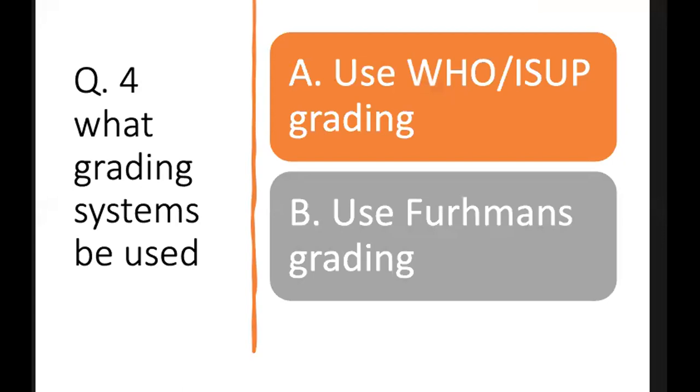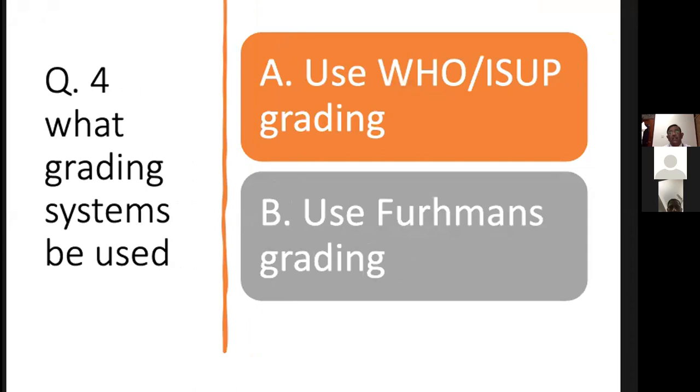The next question is that grading is important, and there are two grading systems. One is the Fuhrman grading, and the other one is the new WHO International Society of Uropathology grading. Which one should be used in patients with RCC?